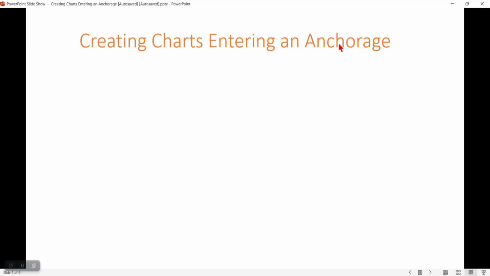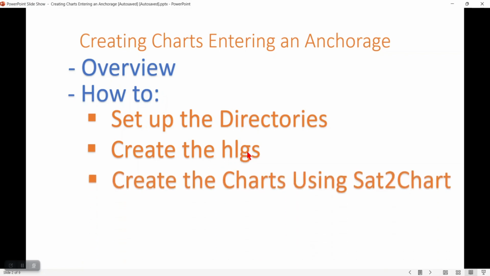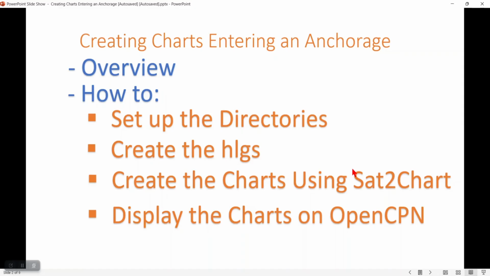What I'm going to show you in this tutorial is how to create charts entering an anchorage. That could be a port, a harbor, or a marina. In this case, it's going to be a marina. So I'm going to show you an overview of what we're trying to do. I'm going to show you how to set up the directories to store the information. I'm going to show you how to create the HLGs. These are the files created by SAS Planet that describe an area, like the area of a chart. And we're going to take those HLGs and then we're going to create the chart using SAC to chart. And finally, we're going to display the charts on OpenCPN.